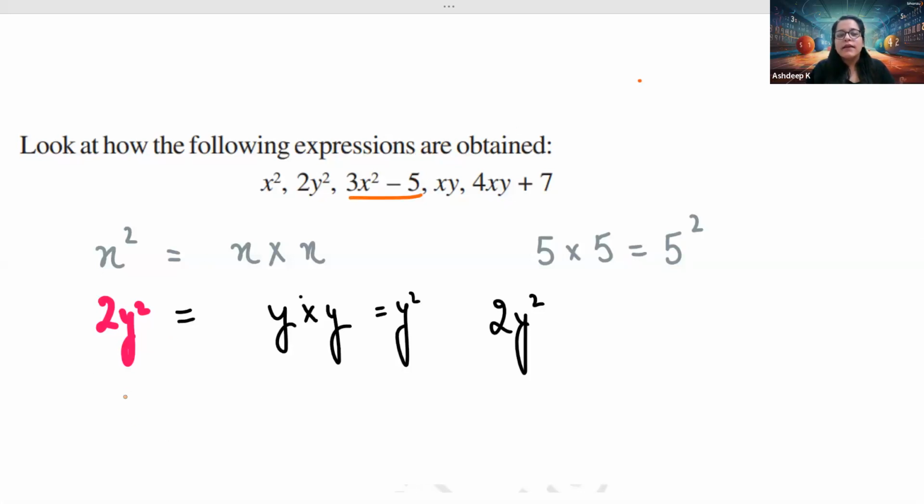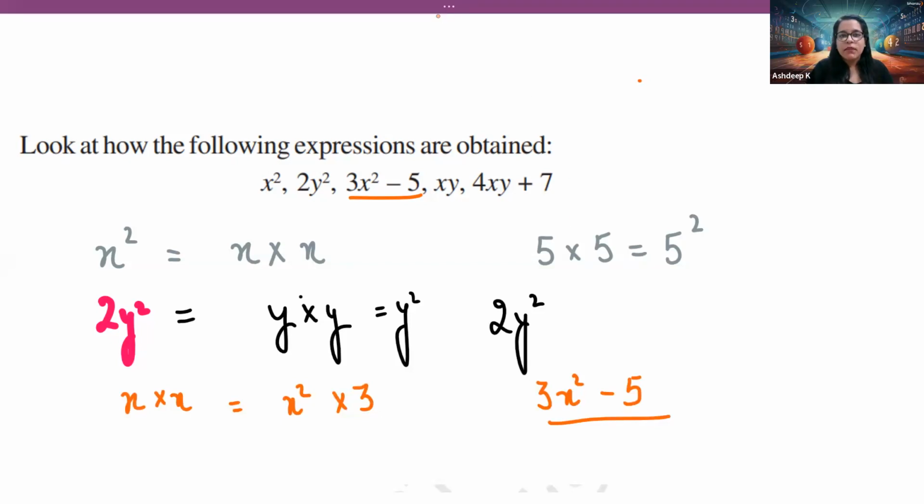So how do we get it? We simply multiply x by x, so we got x square, and then we multiplied x square with 3. So we got 3x square, and then we simply subtracted 5 from its product. So we got the expression 3x square minus 5.